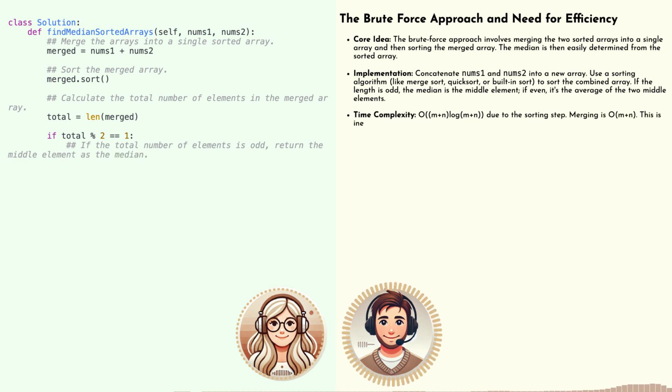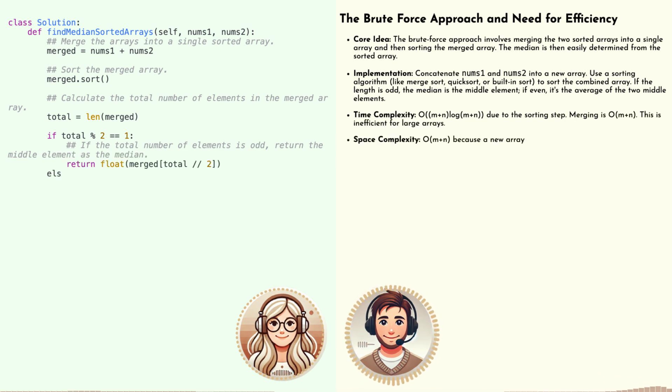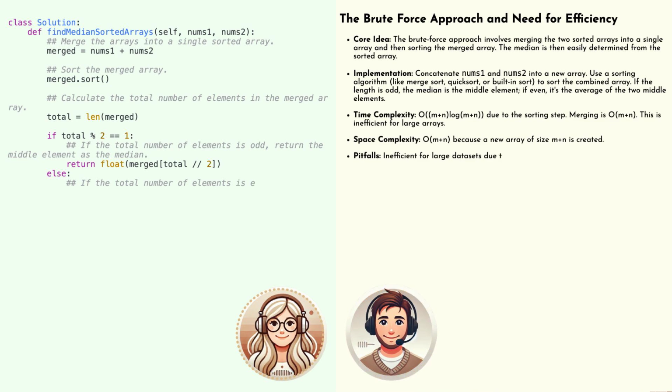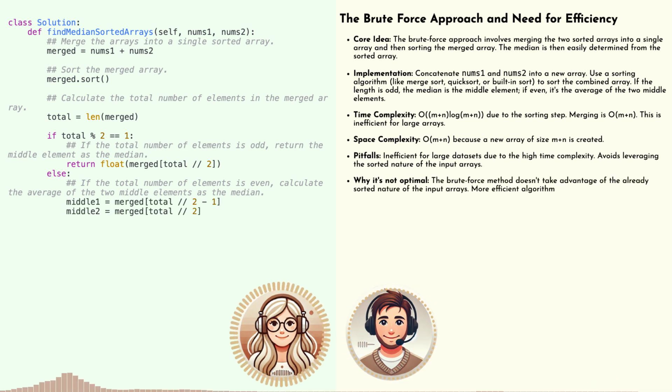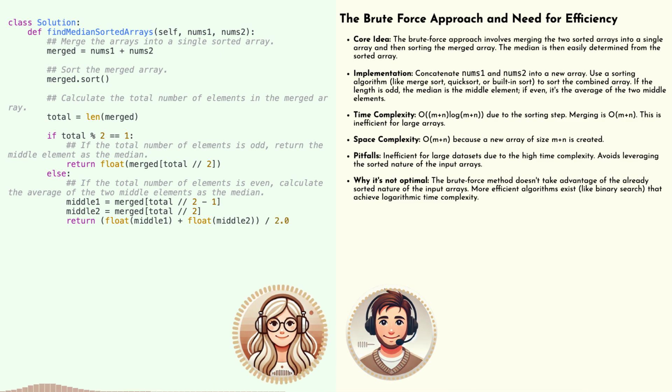So imagine you're dealing with two data sets, like sensor readings or stock prices over time, and they're each sorted. But you need that overall median value. The brute force approach is just to merge the two arrays and then sort the whole thing. But that's not very efficient, especially when you're dealing with massive data sets. Sorting a huge merged array can be a real time sink.